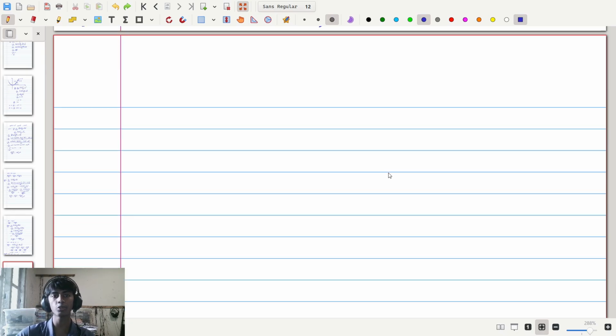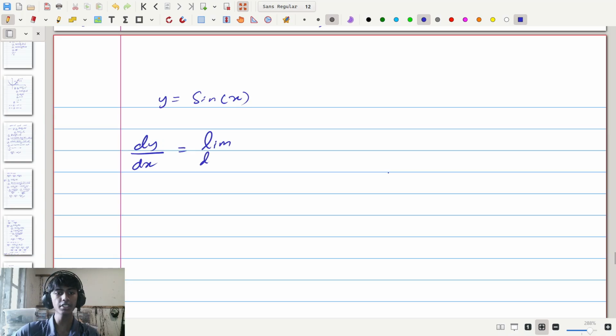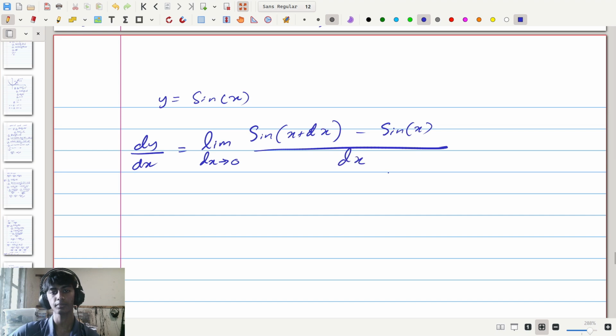The first function we're going to talk about is the sine of x. So let's consider the function y equals the sine of x. And using this, let's try to find dy/dx. So dy/dx is going to be the limit as dx approaches 0 of the function at x plus dx, which is sine of x plus dx, minus the function at x, so sine of x, all divided by dx.